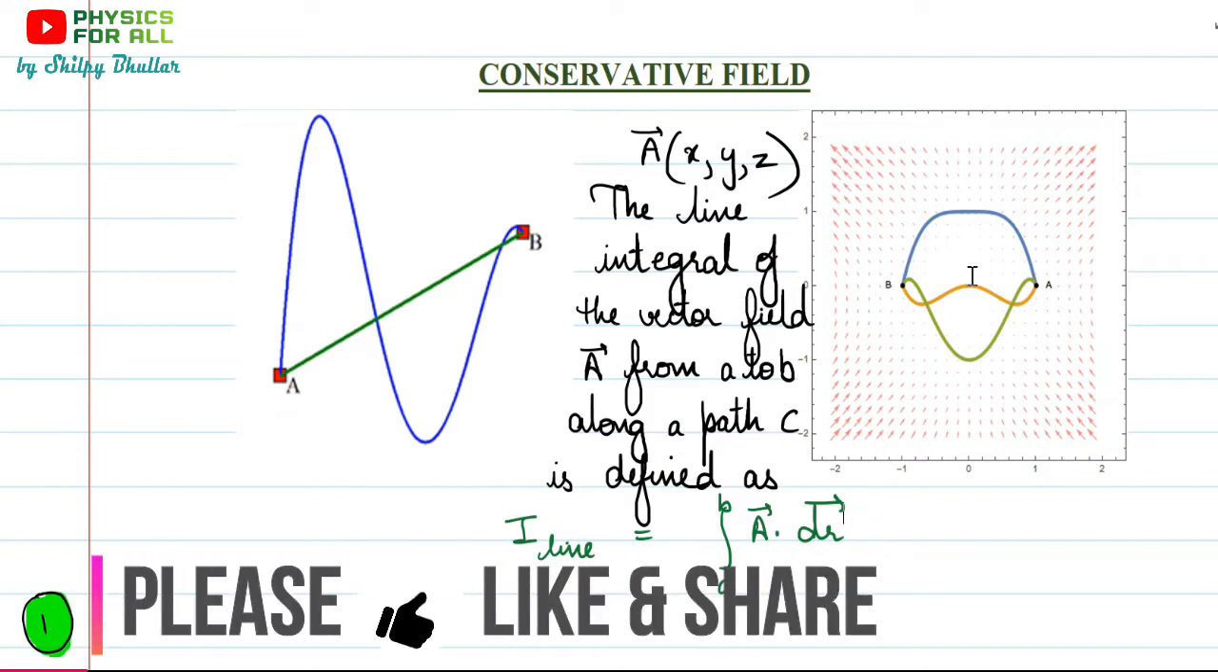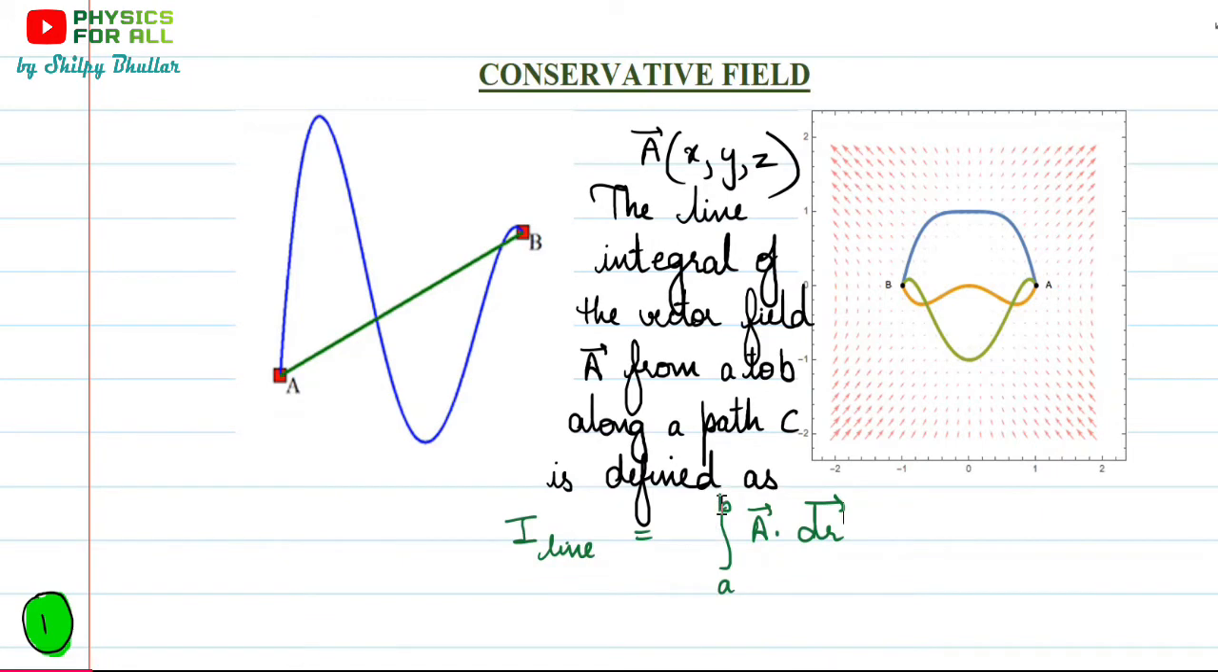But in certain fields, the line integral taken would only depend on the limits, the lower limit and upper limit, and it will not depend on the path taken. So it doesn't matter which path you take, the answer will only depend on these 2 points A and B. So the path C would be an independent factor. It would have no role on the value of this line integral. So such fields are called conservative fields.